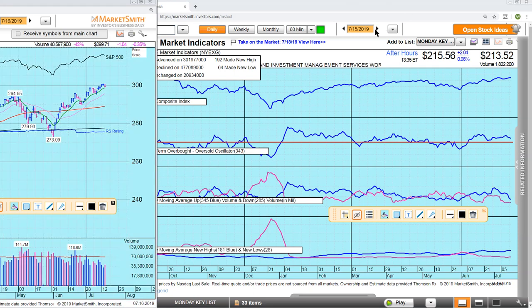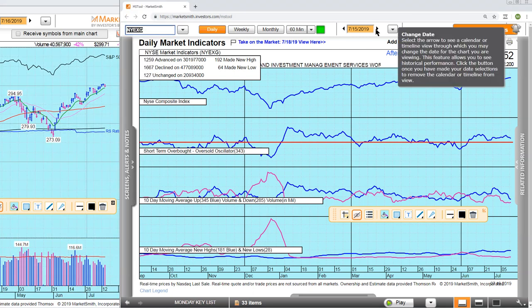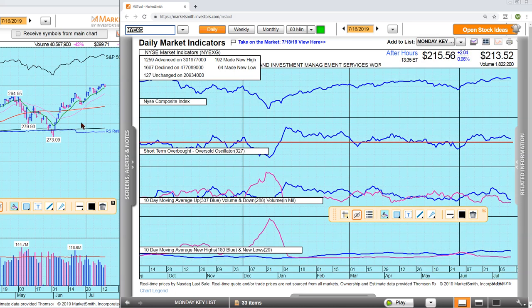Advance it a day. We're on the 16th now of July. There we go. The market fell on a pickup in volume here. That's a slight negative. See that? Goes up on decreasing volume every day, and then it falls on a slight pickup in volume. And the 10-day moving average of up volume is still slipping. Even though the market's basically knocking on all-time highs, look at how it's been slipping.